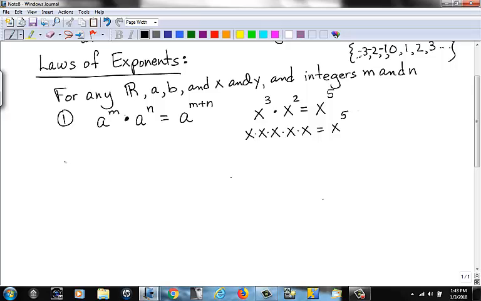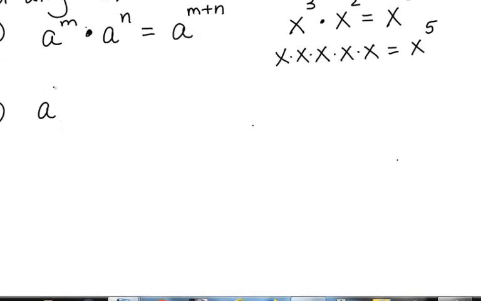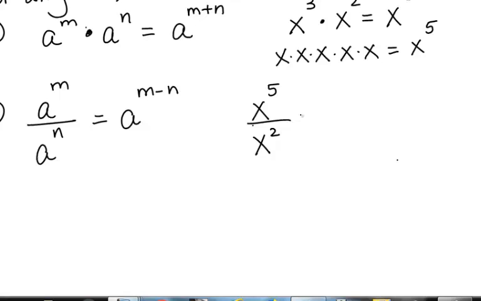Okay. Another law. A to the m power divided by a to the n power. The bases are the same, and you're dividing the monomials. Subtract them, so it's a to the m minus n power. So if I had x to the fifth divided by x to the second, subtract them, x to the 5 minus 2 would be x to the third.